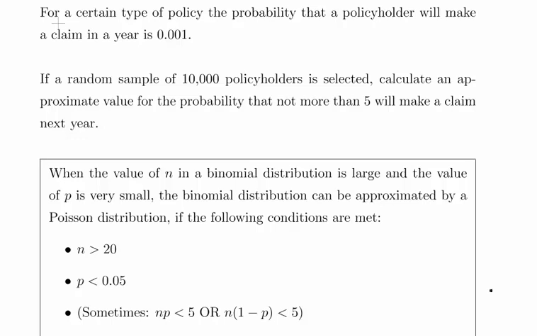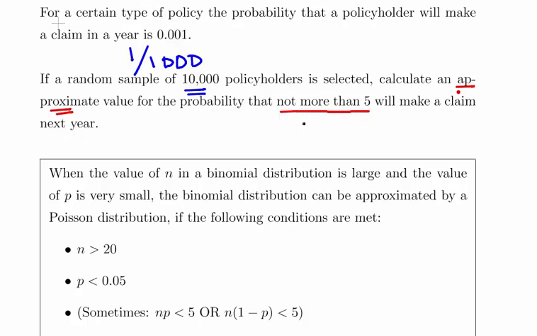Okay, in this presentation we're going to look at discrete random variables and in particular approximations of random variables using other distributions. So let's look at the question. For a certain type of policy, the probability that a policyholder will make a claim in a year is 0.001, which is to say 1 in 1,000. Now, if a random sample of 10,000 policyholders is selected, calculate an approximate, remember that word, value for the probability that not more than 5 will make a claim next year.